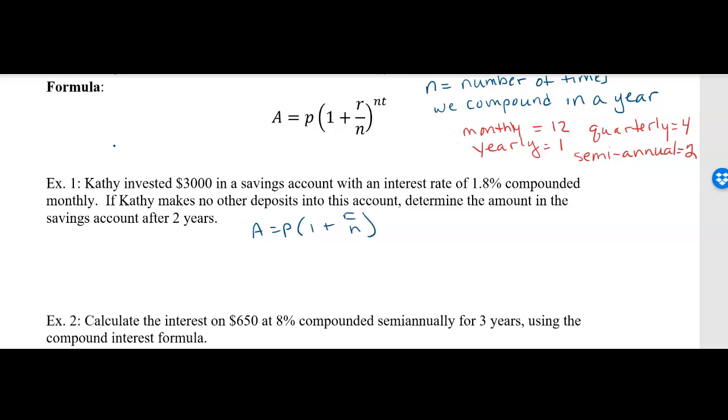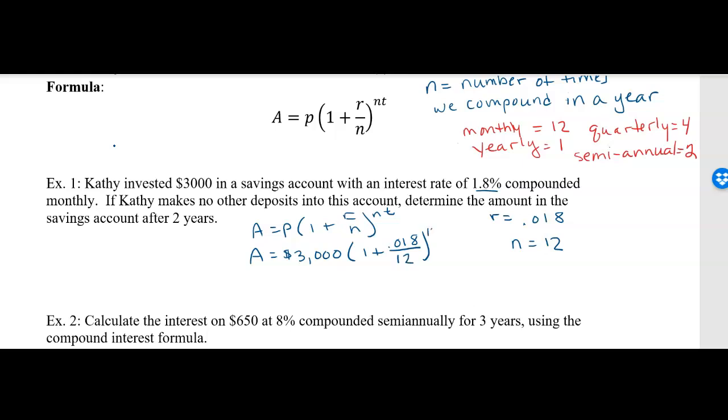I always write down my formula before I use it. That way I get a chance to look at it and see what variables I need. She's investing $3,000, so I have 3,000. Then we have 1 plus. Our rate is 1.8%, which is going to be 0.018 in my equation, all over N. It says that it's being compounded monthly, so N is going to be 12.